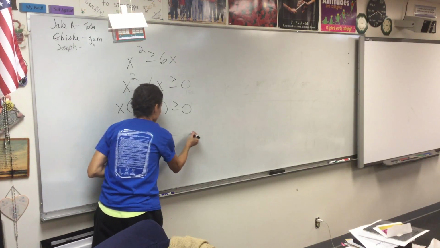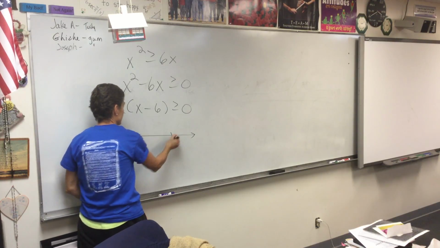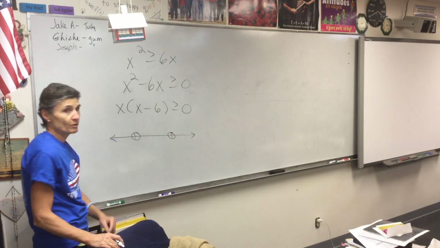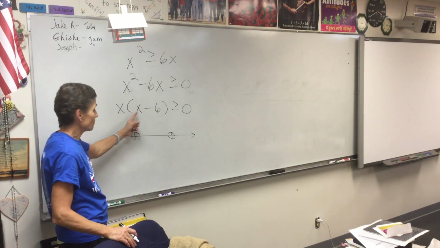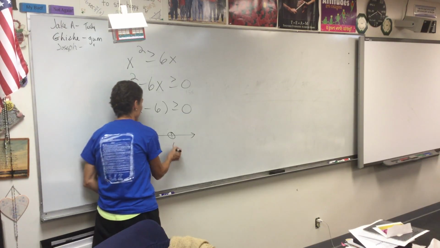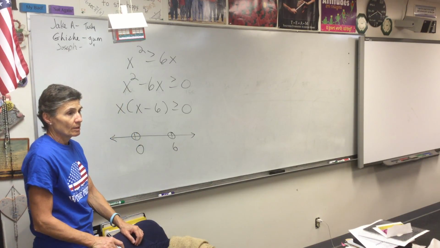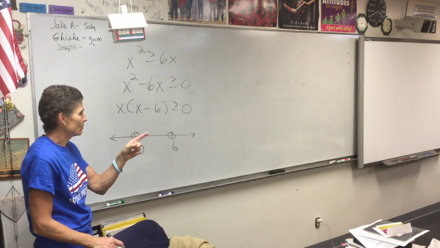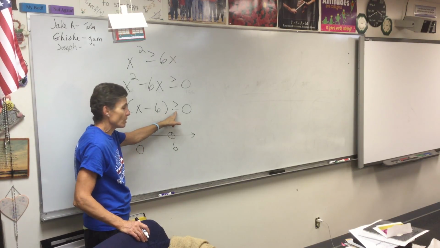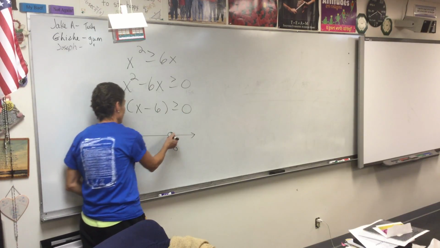Now, here's my number line. And on my number line, I'm going to put 2 dots. Where do you think those dots are going to be? If you think those dots are at 0 and 6, you are exactly right. The dots are at 0 and 6. Everybody out here knows, should these dots be open or closed? Closed. Very good. These dots are going to be closed.